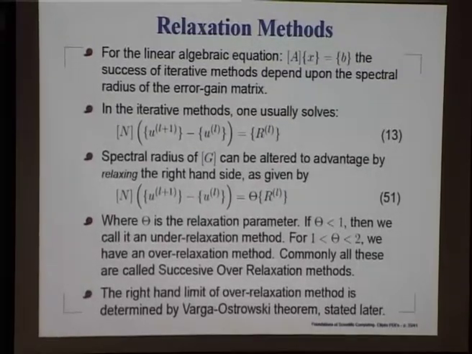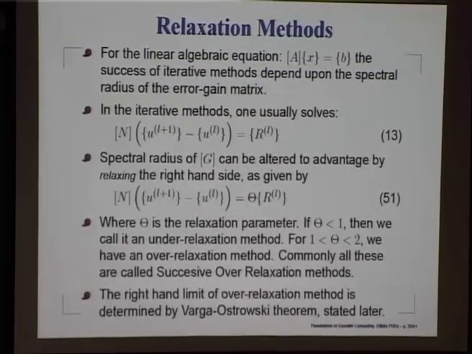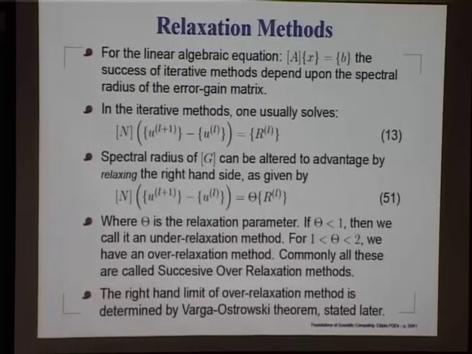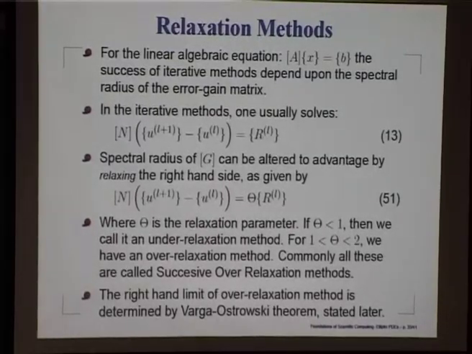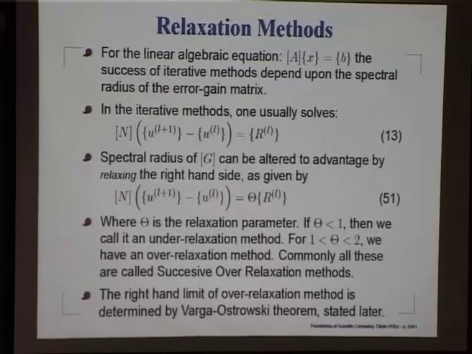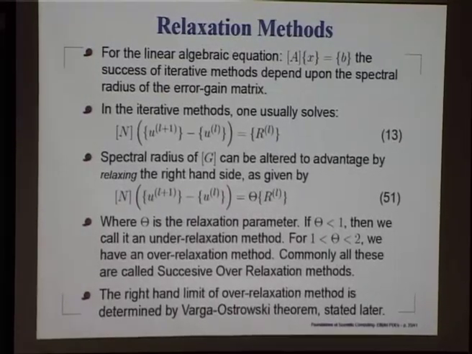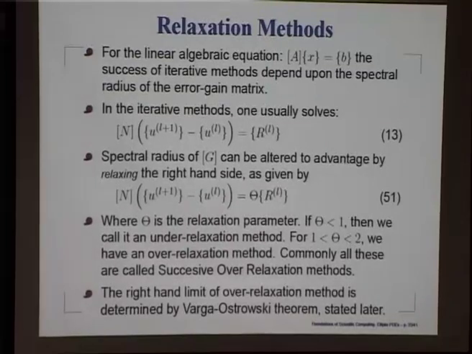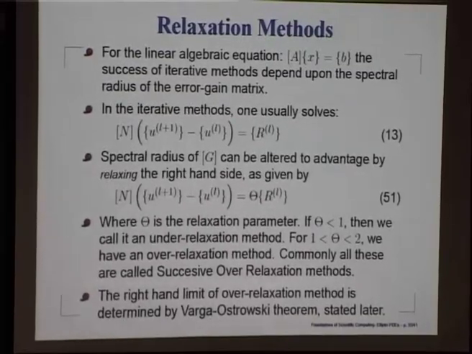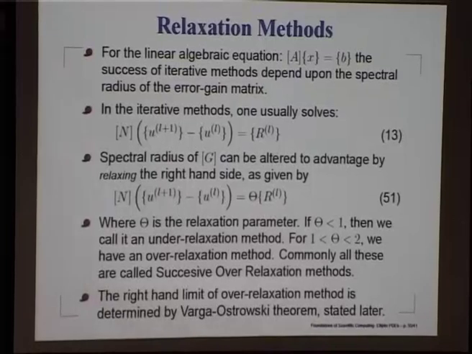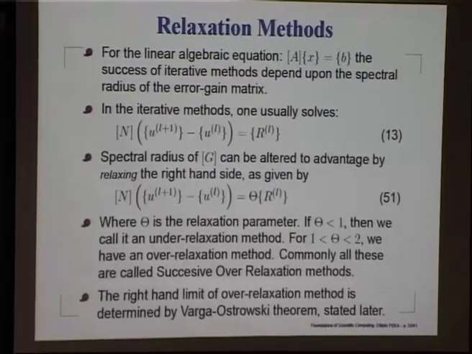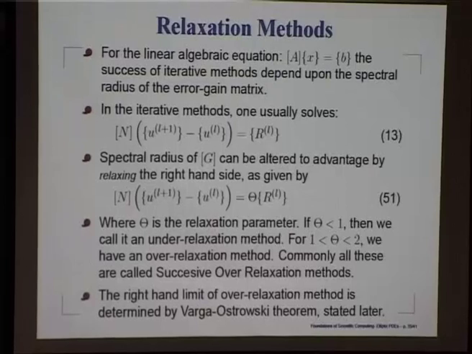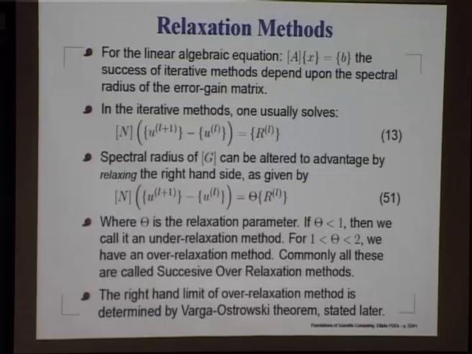However, in the literature, both these types of variants are called the successive over relaxation method, or what we call the SOR. Now, why we choose the limit for theta to be between 1 and 2 for the over relaxation method is governed by a theorem due to Varga and Ostrowski, which we'll state later.